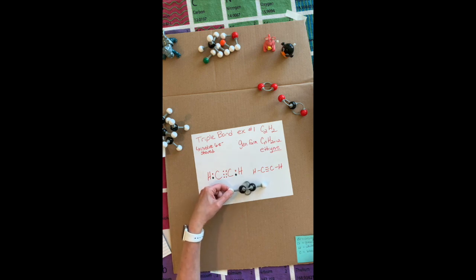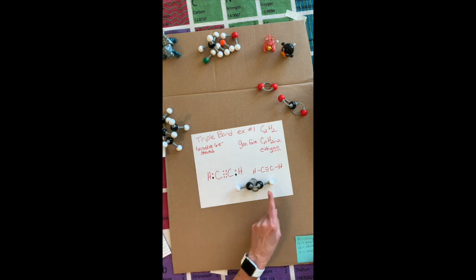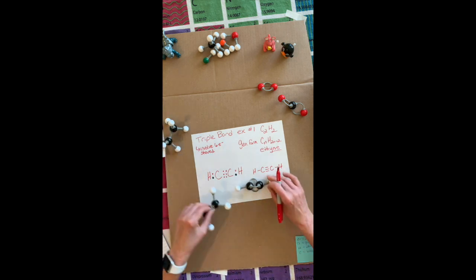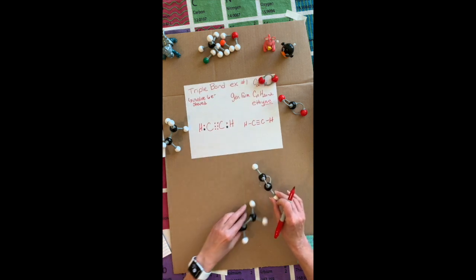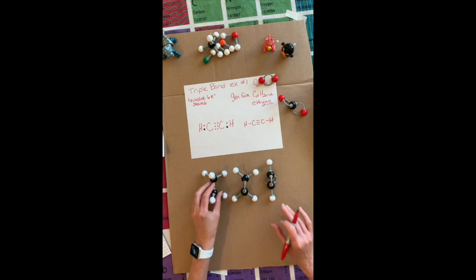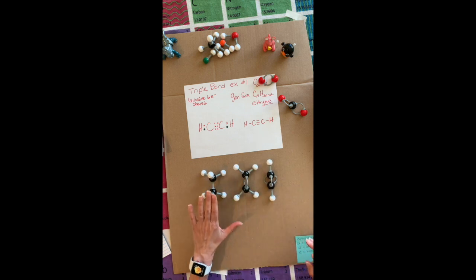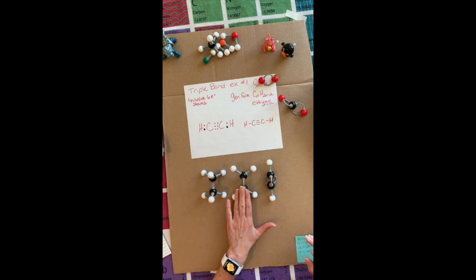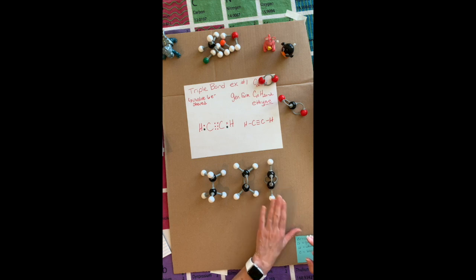Kind of cool looking, right? This is a very linear molecule with a triple bond between the carbons and 2 single bonds. So I can line these all up: single, double, triple bonds. Ethane, ethene, ethyne.